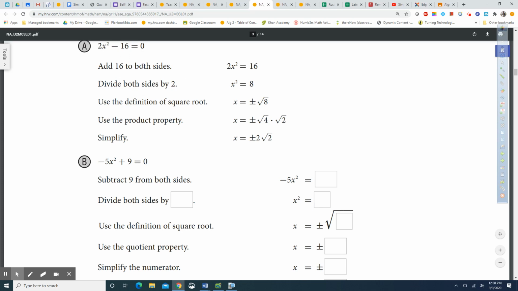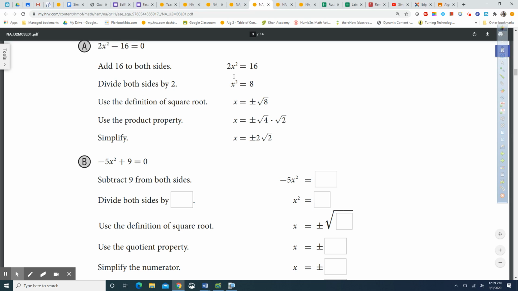Add 16 to both sides. Okay, here we go. Then what? Divide by 2 on both sides. That's probably good. So those steps didn't change one lick, not any at all. Now we do, but the square is here, so we do have to deal with it.